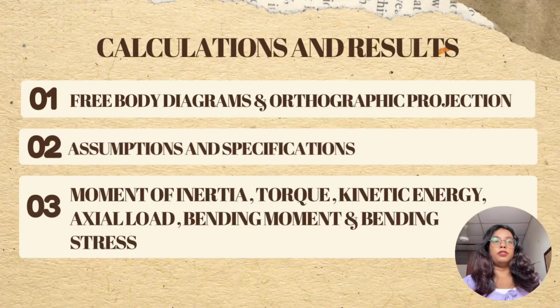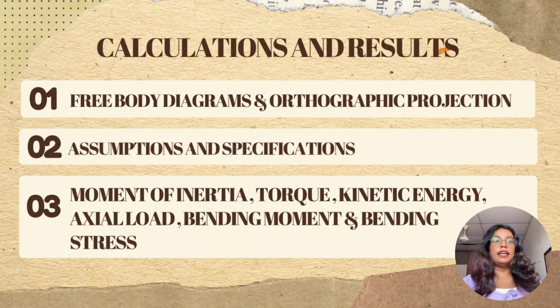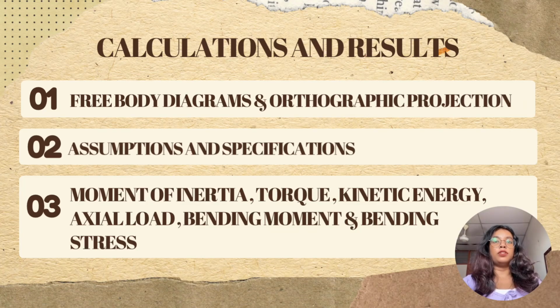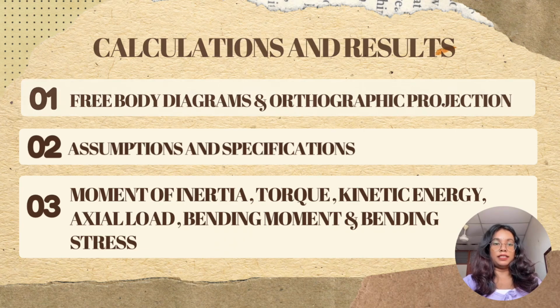Next, we move to calculation and result. Under calculation and result, we will discuss three things. First one is free body diagram and orthographic projection. Second one is assumption and specification, which is used for the results. Third is moment of inertia, torque, kinetic energy, axial load, bending moment and bending stress.